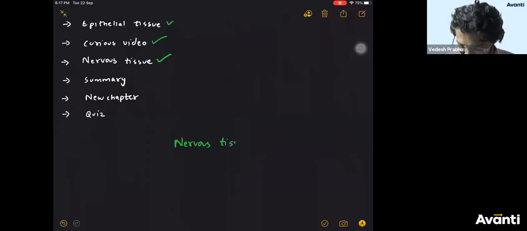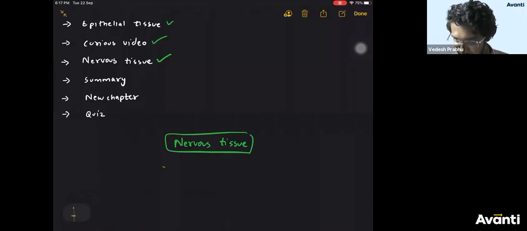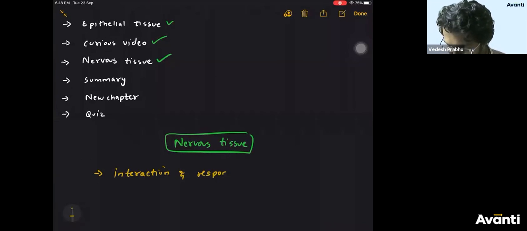First, you should know what is the job, the function or the responsibility of this nervous tissue. So I'm going to write here: the major function of the nervous tissue is to respond to the stimuli, to interact and respond to stimulus.